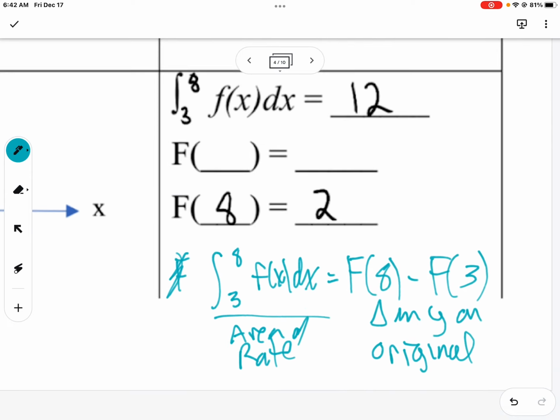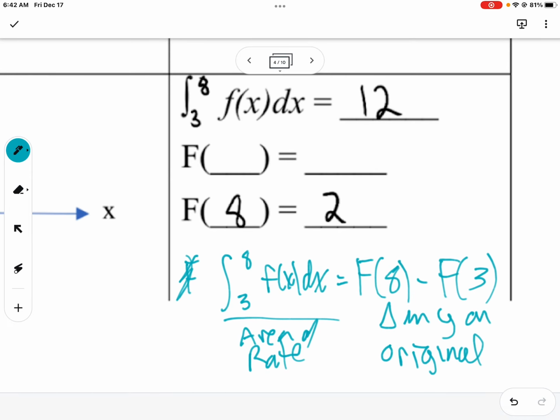So what I'm going to do here is try and understand what's happening. I know that this number has to be 3, and I know that the change from x equals 3 to x equals 8 is plus 12. This is a positive area, right? If the area is positive, what's true about the rate? The area under the rate graph is positive. Go back to the snowfall, snow melt. That means snow is falling, and the snow is getting deeper and deeper.